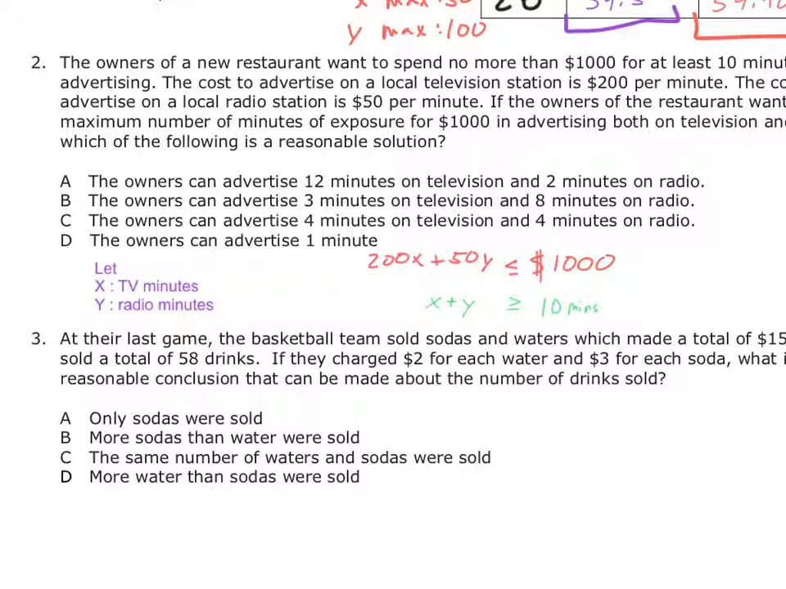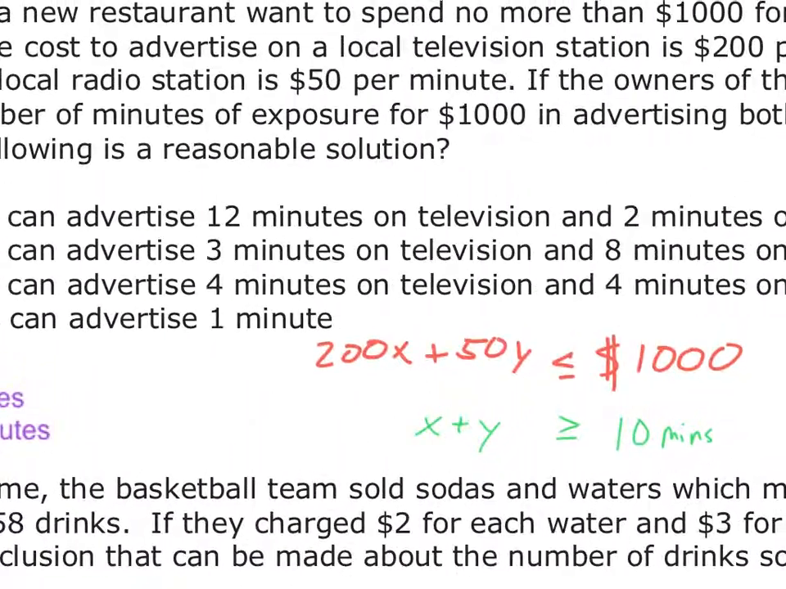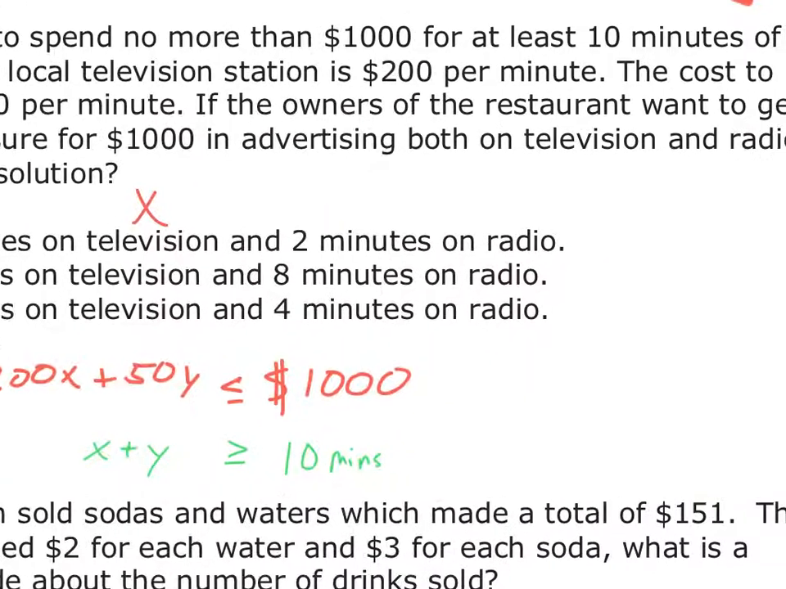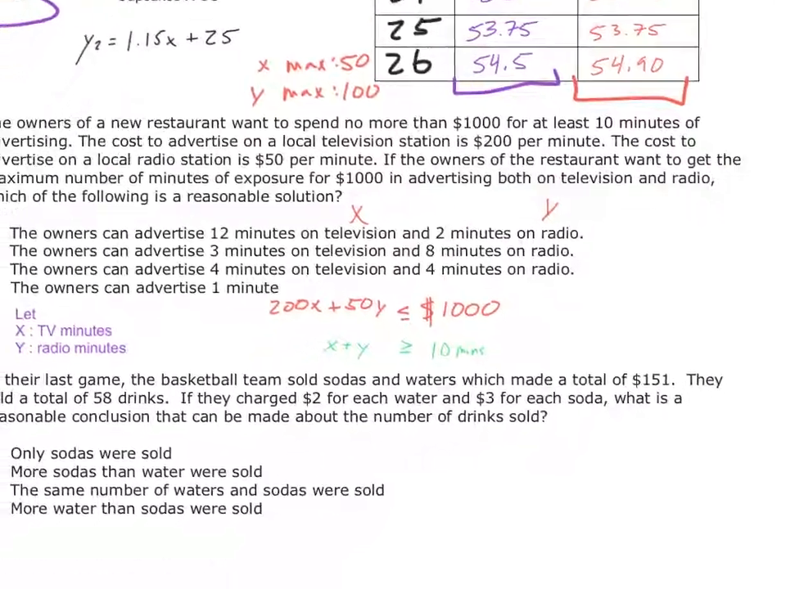Now you can always graph these if you want to, but if they ever give you multiple choice answers that have both your X and your Y in them, then what we can do is plug them in. So for example here, we'll look at part A. You know that they've got 12 minutes on TV, and we said TV was going to be our X, and then 2 minutes on radio. Radio is our Y. We can just plug in our X and our Y for each answer choice.